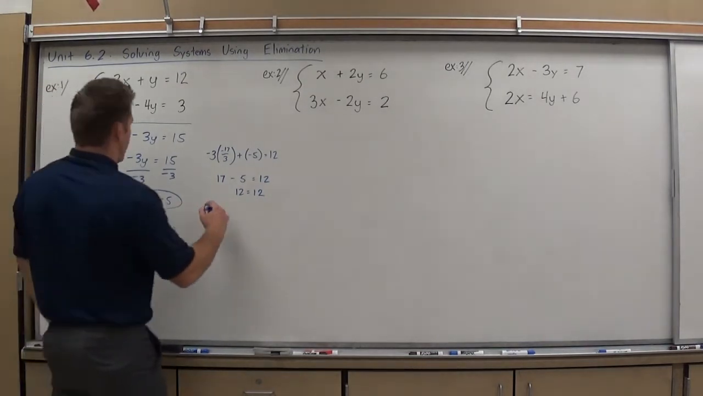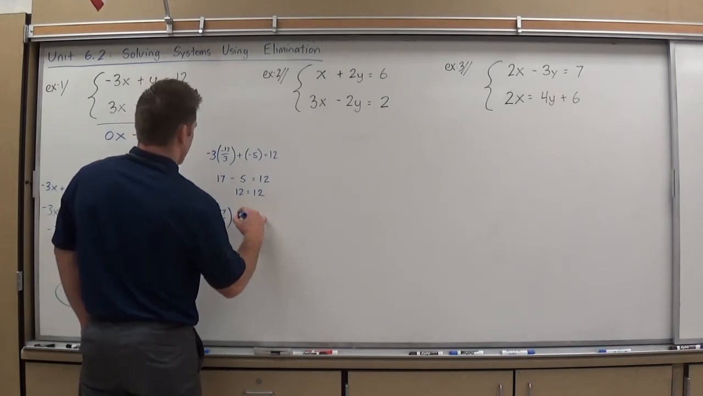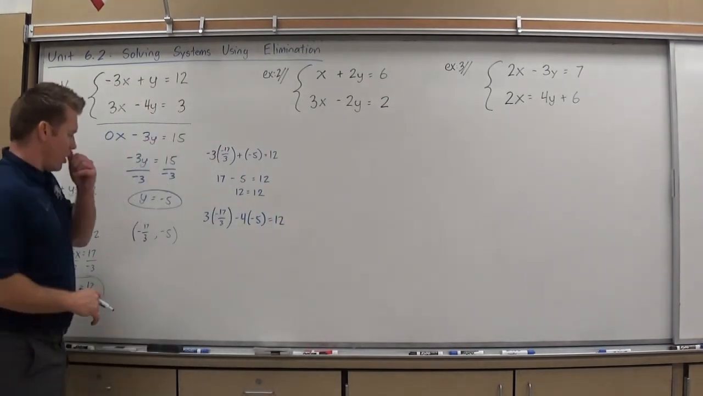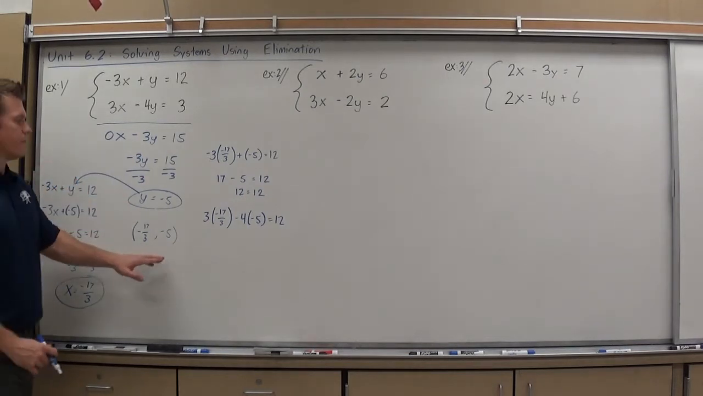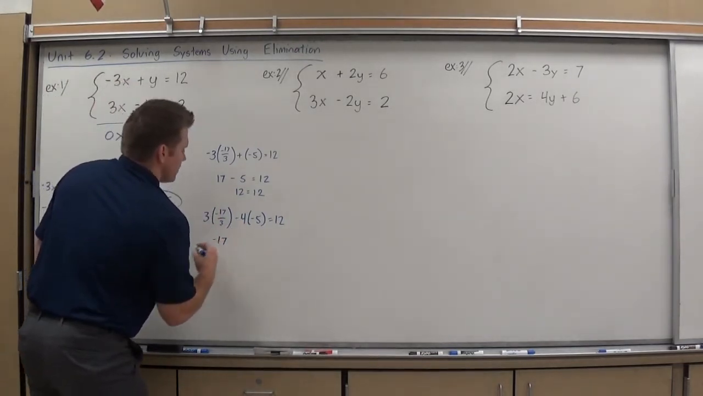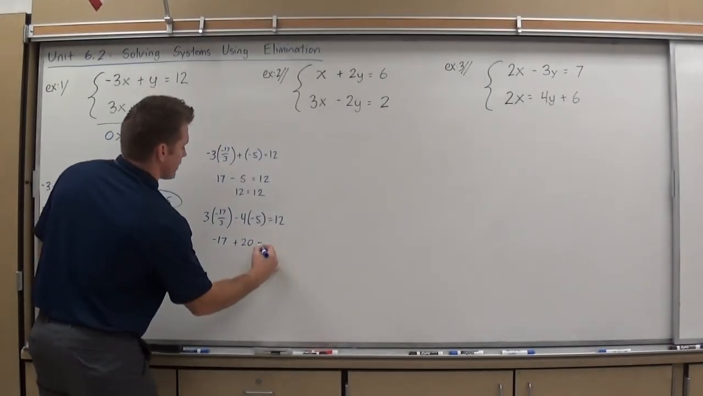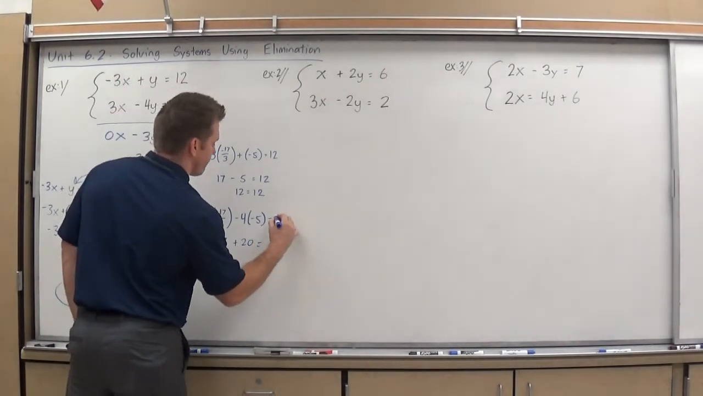We'll try for the bottom one now. 3 times negative 17 thirds minus 4 times negative 5 equals 12. I'm just plugging in x and y into the equation. And just in case we didn't see, that is what I did here to get the x. And then I just rewrote the answer. Multiplying there, 3's cross out, leaving me with negative 17. Negative 4 times negative 5 is positive 20. And this actually, second equation should be set equal to 3, not 12.